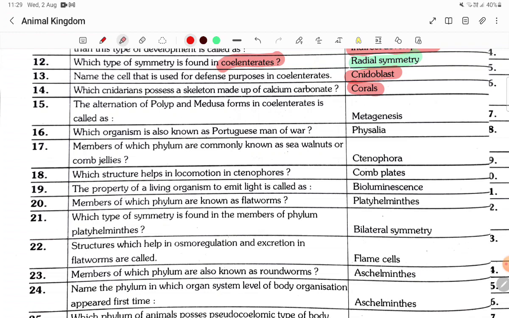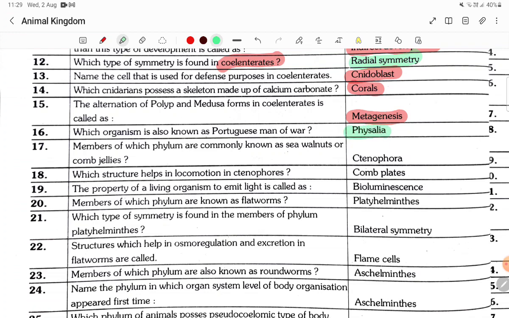Question number 15 is, alternation of polyp and medusa forms in coelenterate is known as metagenesis. Metagenesis in other words is known as alternation of generation. Coming on question number 16, which organism is known as Portuguese man of war? So Physalia is named as Portuguese man of war.